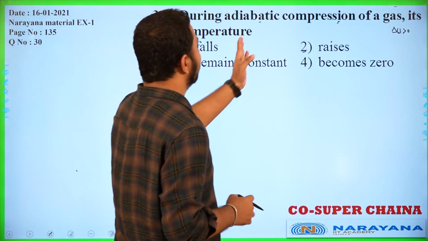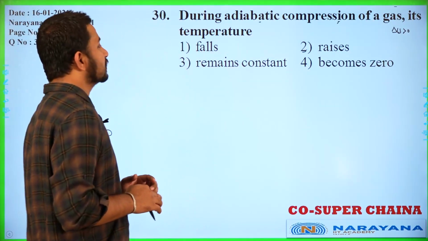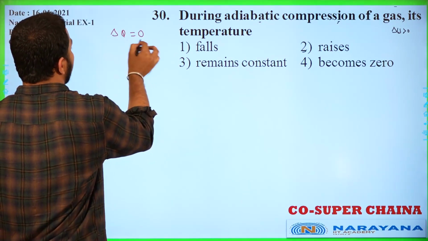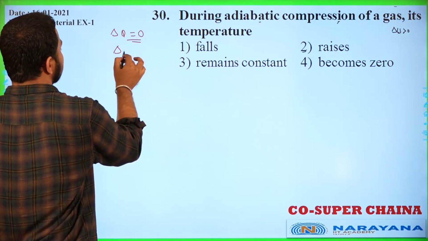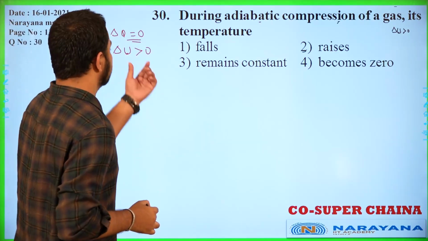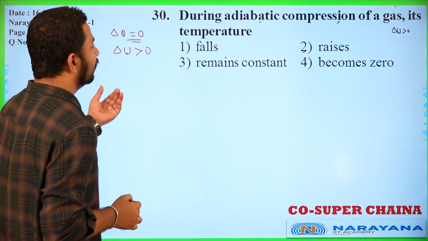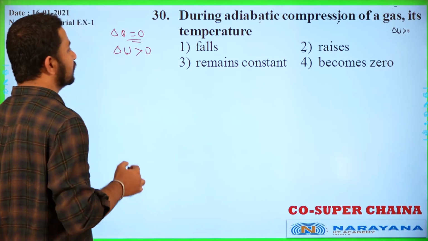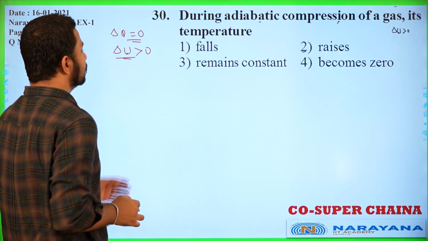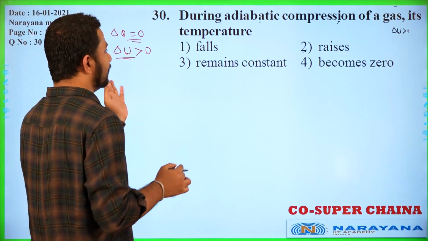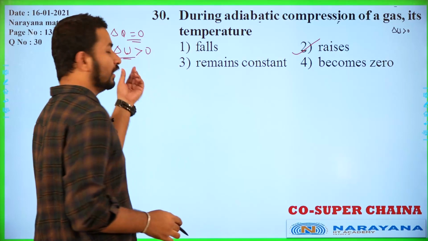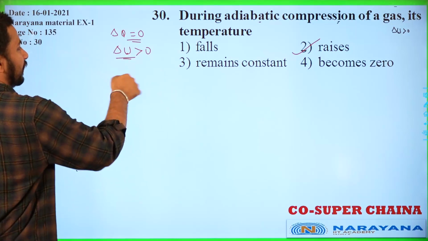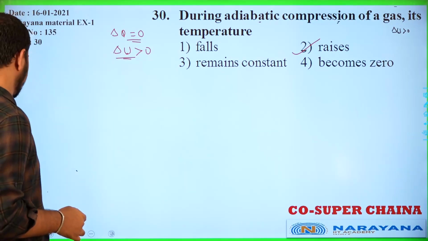During an adiabatic compression of the gas, what will happen to its temperature? During adiabatic compression, again delta Q is 0, and when compression happens, delta U will be positive. So whatever compression we are doing, it will raise the overall temperature. With n Cv dT applied here, it will raise the overall temperature because for compression delta U will be positive. So that will be the answer for this question.